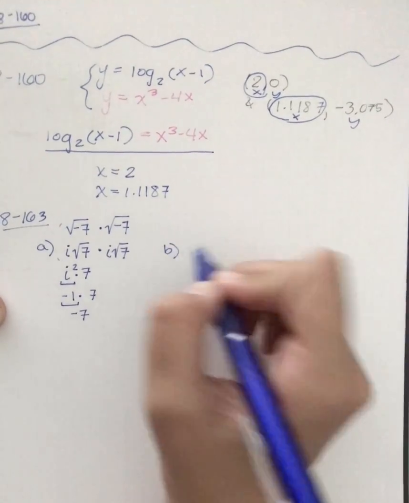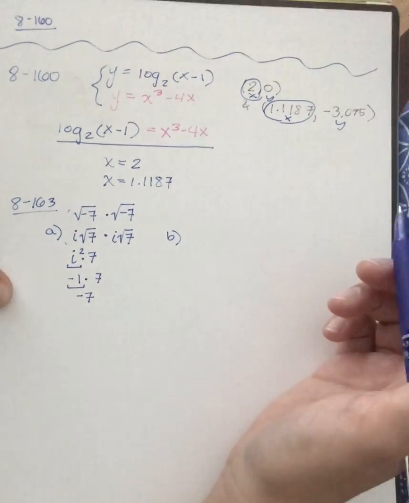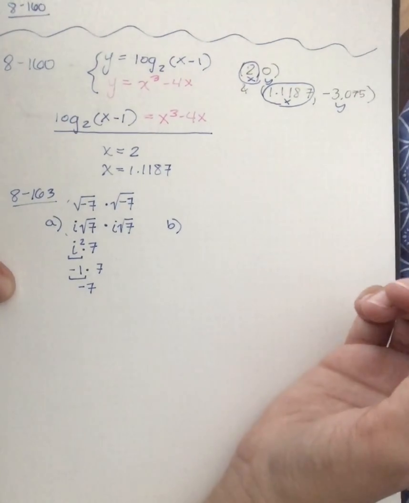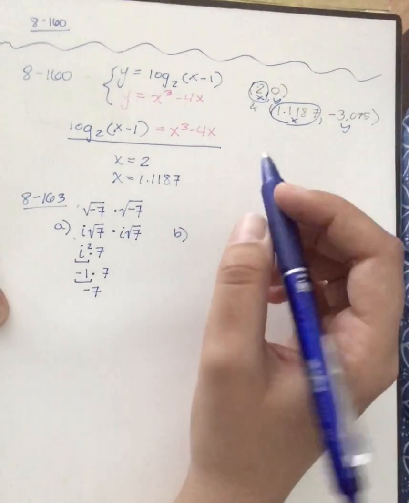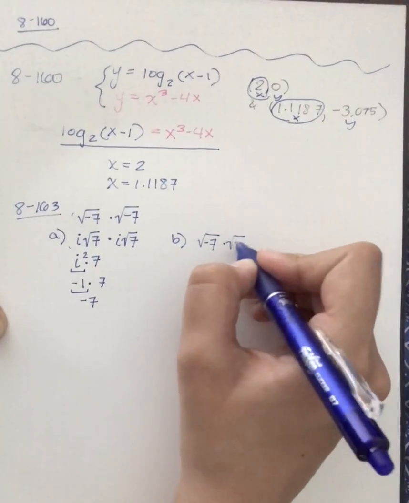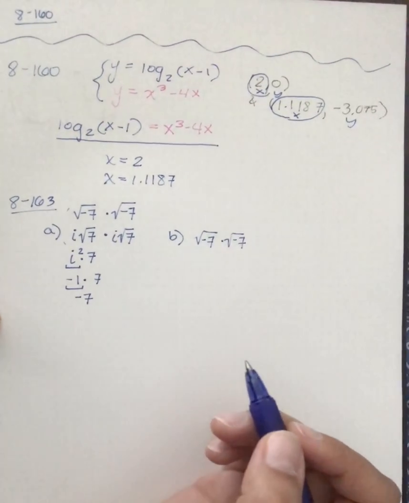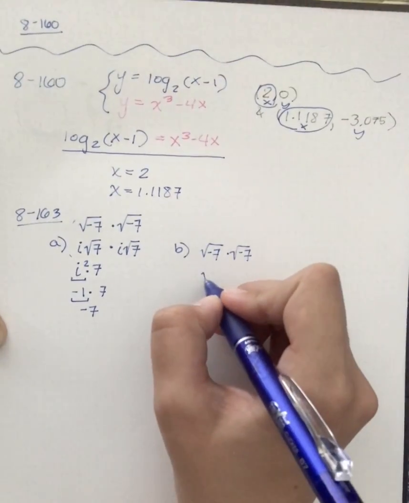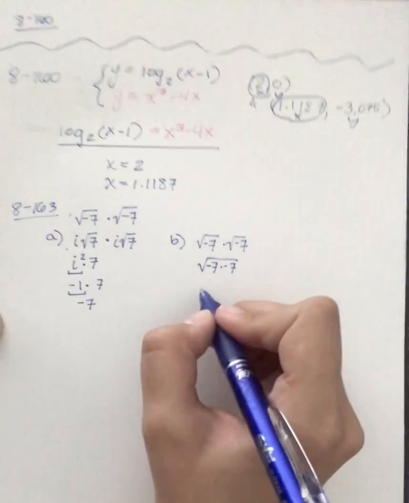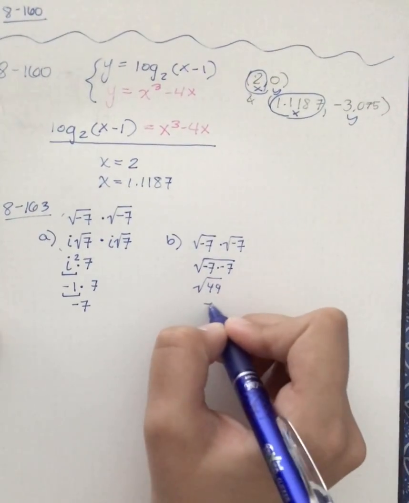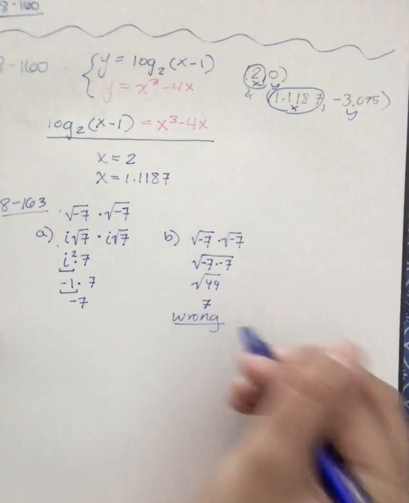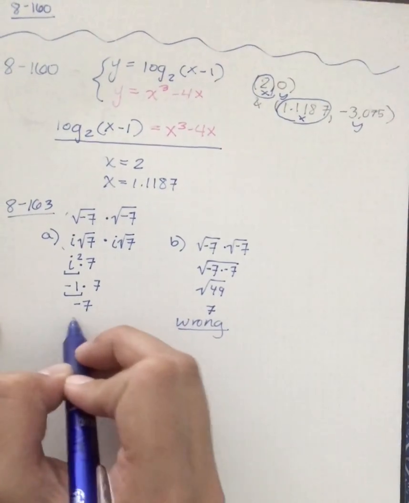For part B, this is a common misconception that people want to apply to complex numbers, when in reality, it only works for real numbers. So when you have the square root of negative 7 times the square root of negative 7, Londa wanted to say that that's the same as the square root of negative 7 times negative 7, the square root of 49, which is just 7. But remember, this is wrong because we already got this answer.